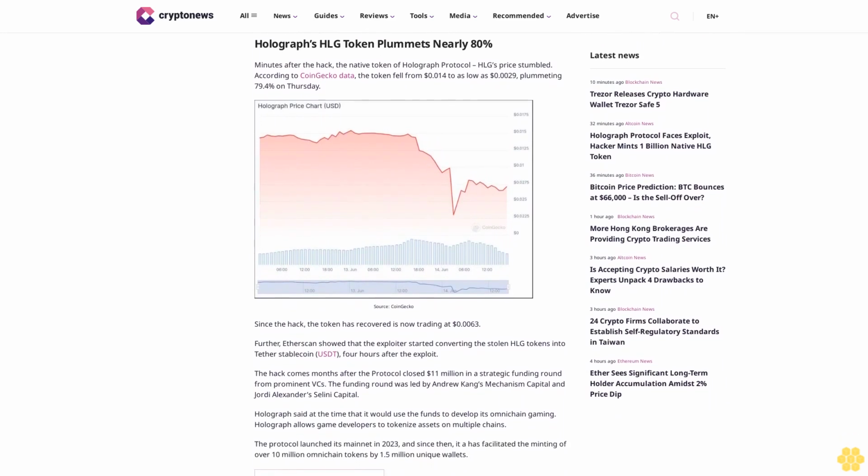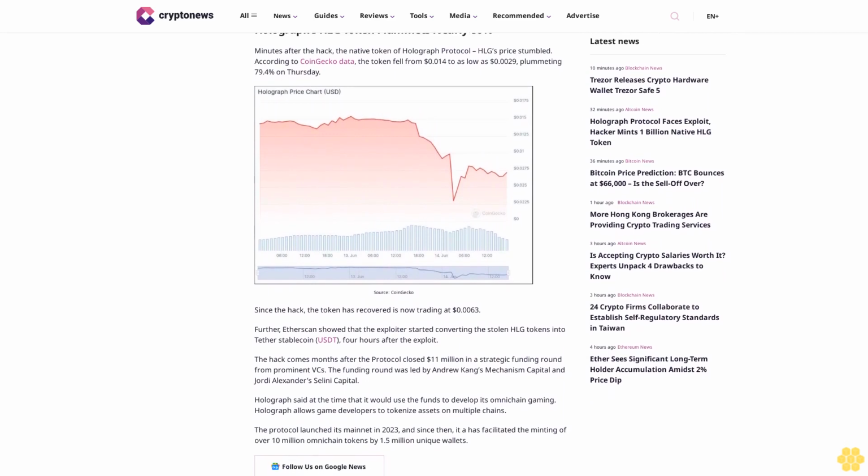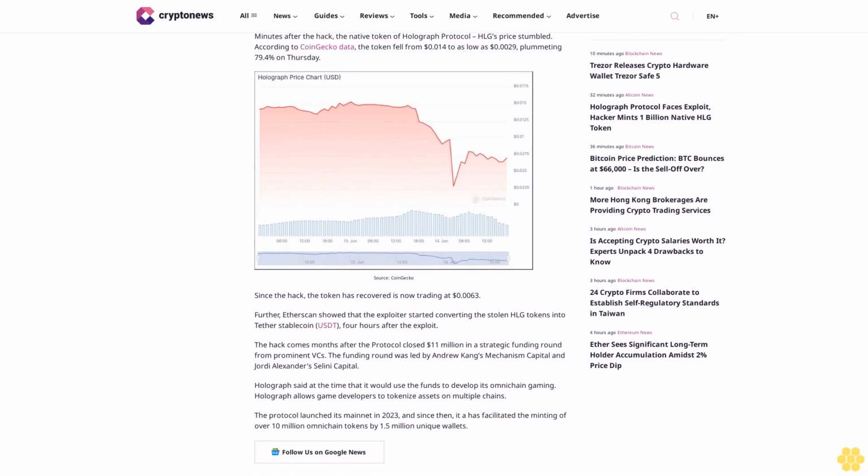The hack comes months after the protocol closed $11 million in a strategic funding round from prominent VCs. The funding round was led by Andrew Kang's Mechanism Capital and Jordi Alexander's Cellini Capital. Holograph said at the time that it would use the funds to develop its omnichain gaming. Holograph allows game developers to tokenize assets on multiple chains.